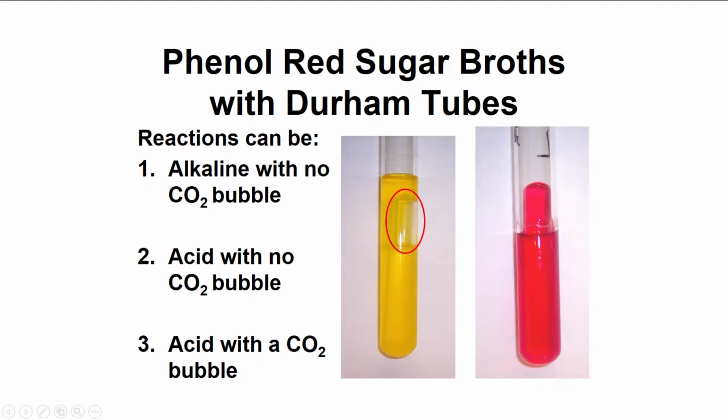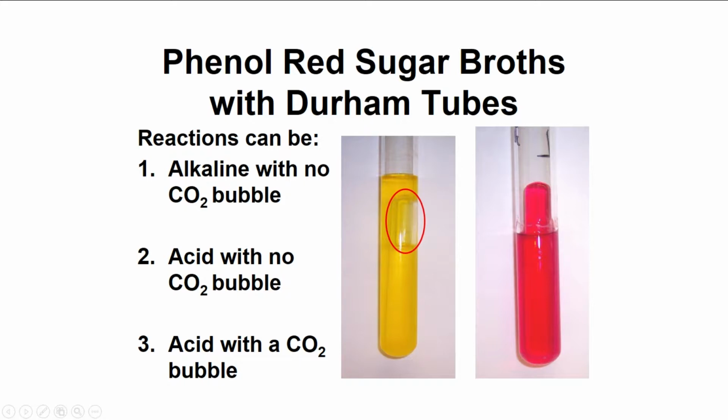The reactions can have three possible results. The first one is alkaline with no CO2 bubble, so that means the bacteria was either unable to utilize the sugar, or is oxidative, so it cannot break down fermentatively, so it just stays red like this. And then there'll be no CO2 bubble because, of course, there's no fermentation going on.